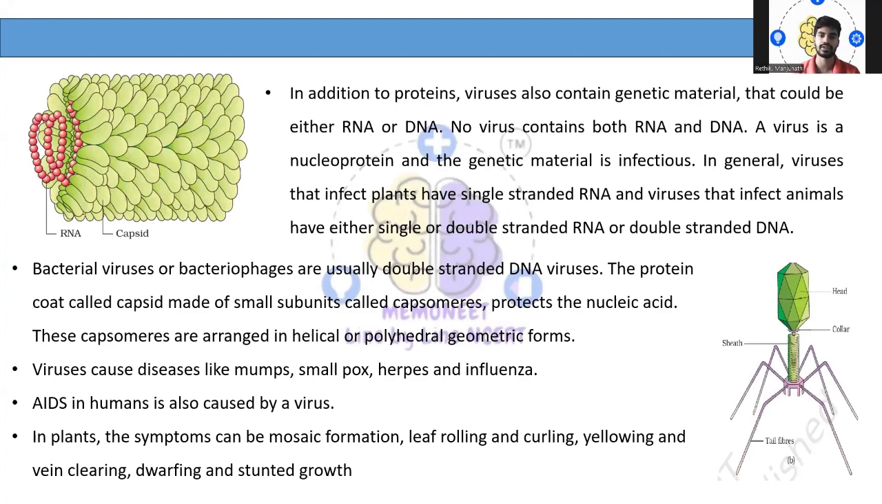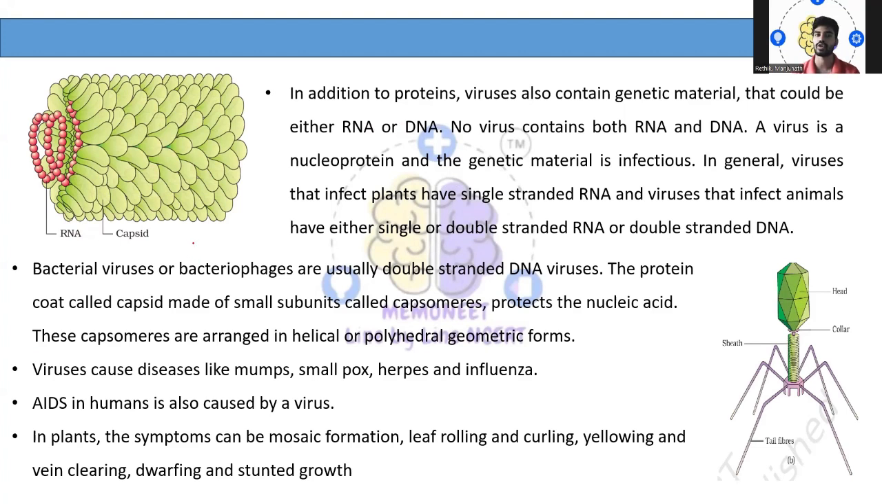This is the exact structure that you can see, the tobacco mosaic virus model. In addition to the proteins, these viruses also contain a genetic material that could either be RNA or DNA. None of the viruses contain both RNA as well as DNA together. A virus is actually a nucleoprotein, and the genetic material will always be infectious.